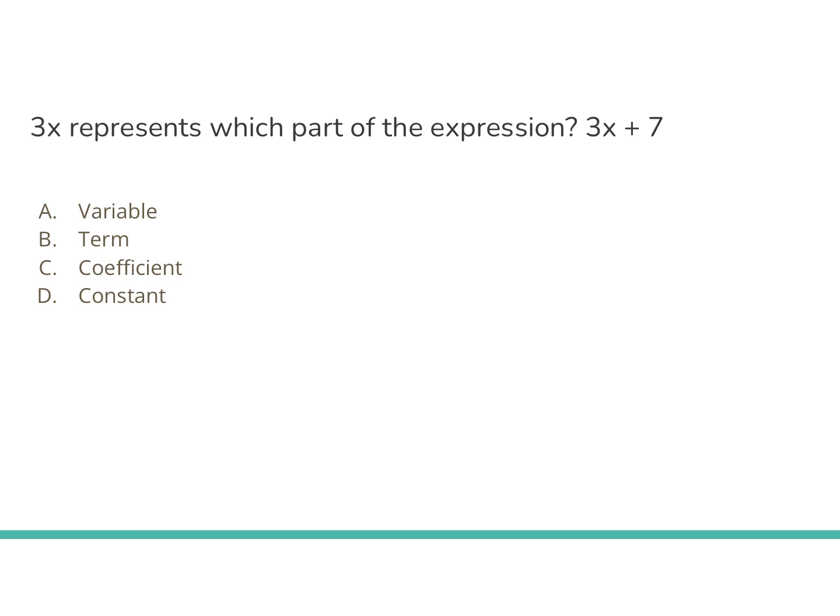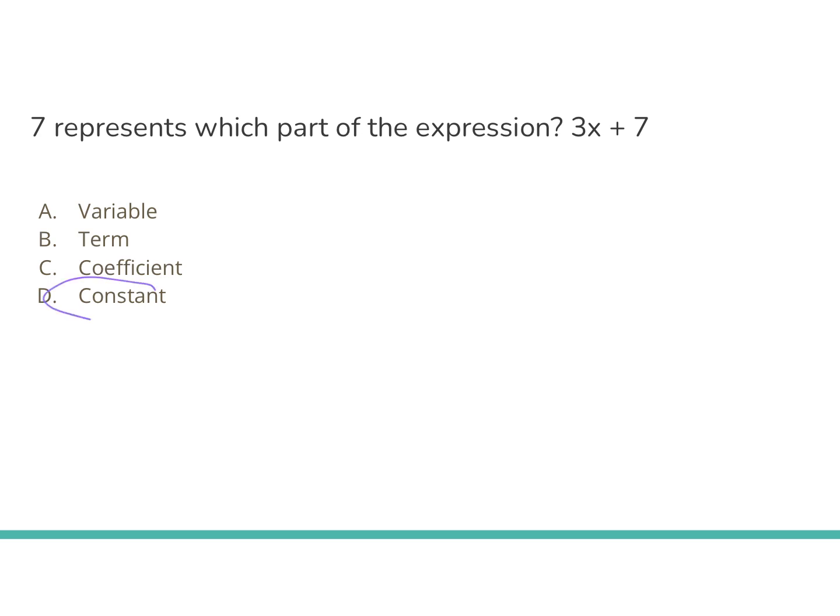Now what is 3x? Is it a variable, term, coefficient, or constant? In this case, you should have chosen term. It does have a variable in it, but 3x isn't considered a variable. It is just a term. What does the 7 represent in this expression? So 3x plus 7. Is it a variable, term, coefficient, or constant? It is a constant, right? The 7 is always constant.